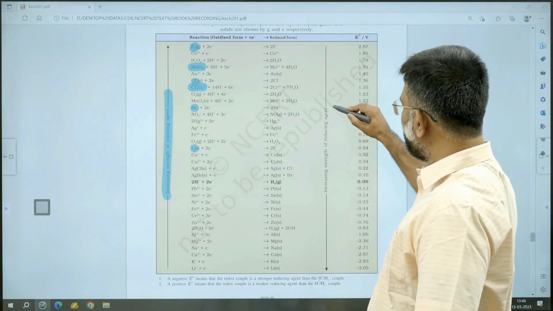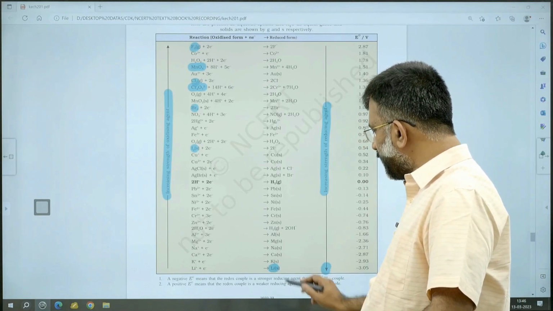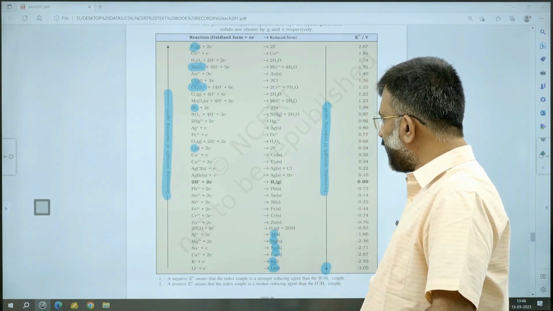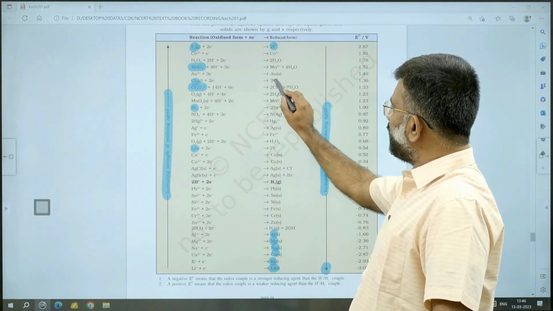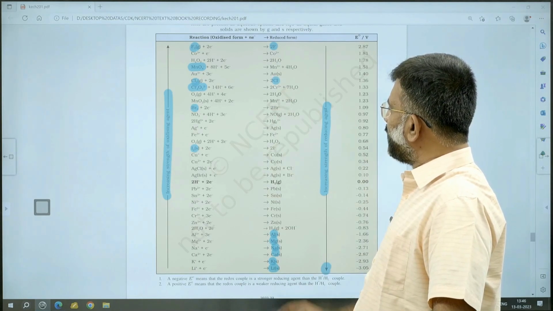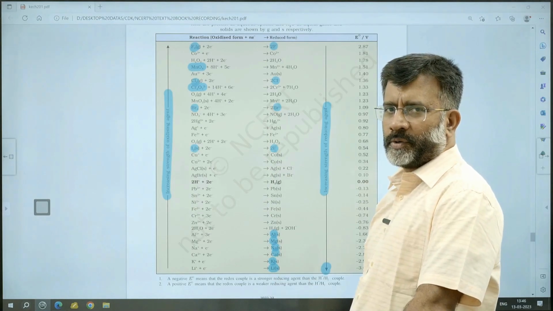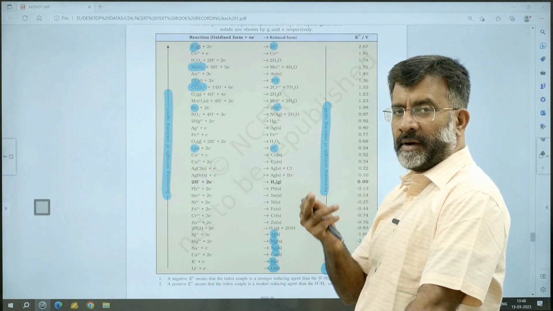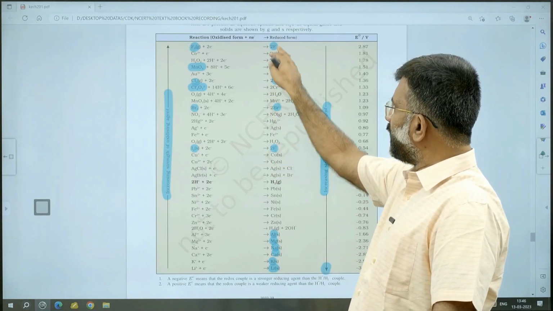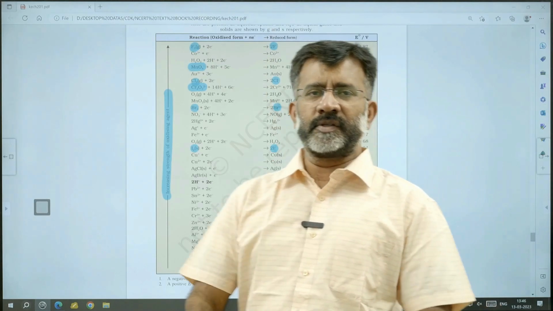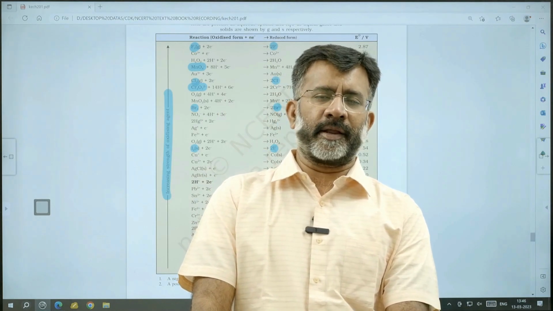Now, what about reducing agent? Increasing strength of reducing agent. This is a powerful reducing agent. Alkali metals are powerful reducing agents, while F minus is a weak reducing agent. Cl minus is a better reducing agent than F minus. Br minus is better than Cl minus. I minus is the powerful reducing agent among halides. Among halides, I minus is a better reducing agent than Br minus, than Cl minus, than F minus. It goes like that. This is a picture that we get from the standard reduction potential.